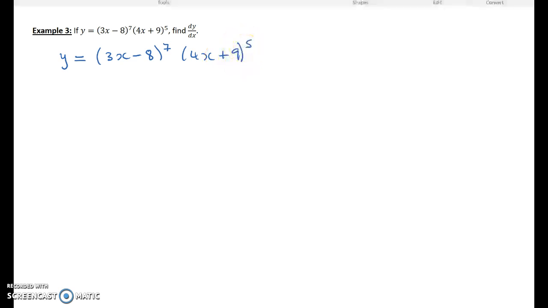Okay, so here we have another product rule question, and I think this time it's fairly obvious what u and v will be. U will be the first parentheses. So u, let's say, is (3x minus 8) to the power of 7. So if you differentiate there, du/dx, or u prime, whatever you want to call it.